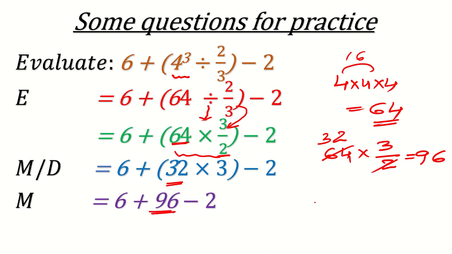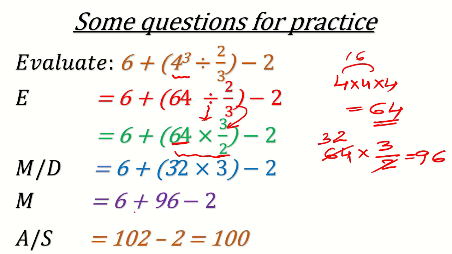Now if you can remember, I told you if you move from left to right, whatever addition and subtraction, because they are in the same family, whatever you get first, maybe plus or minus. So here we are getting plus from the left. So this addition will be performed first. So 6 plus 96 is 102, and 102 minus 2 will be equal to 100. So this is the answer.